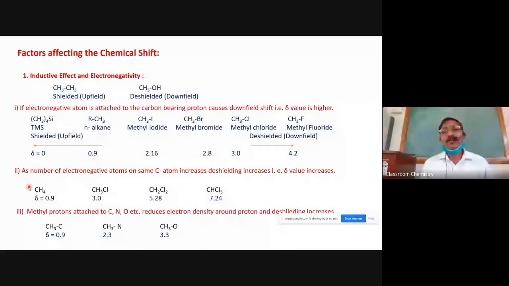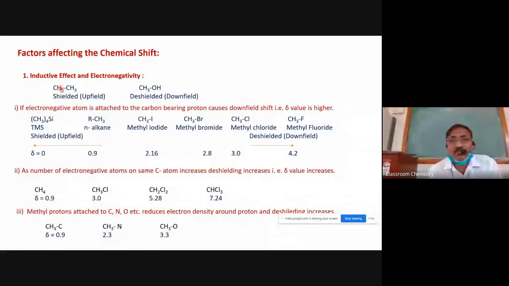The chemical shift value depends upon inductive effect and electronegativity. It depends upon the hybridization effect. It depends on the corresponding anisotropic effect. It depends on the position with respect to the resonance effect. We have to explain why the position of a proton has changed in a particular compound, and that's why the chemical shift or delta value has changed. Now we will see one by one.